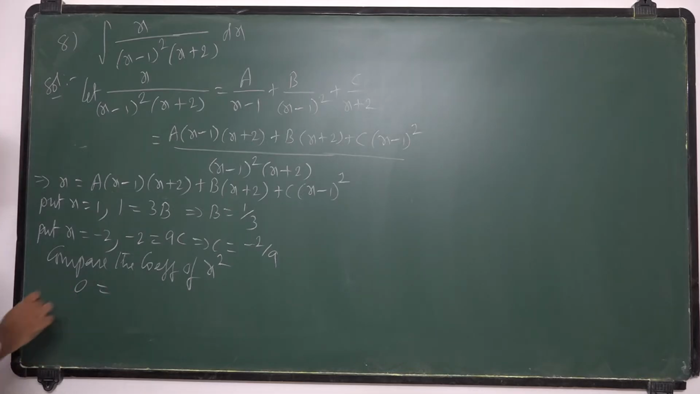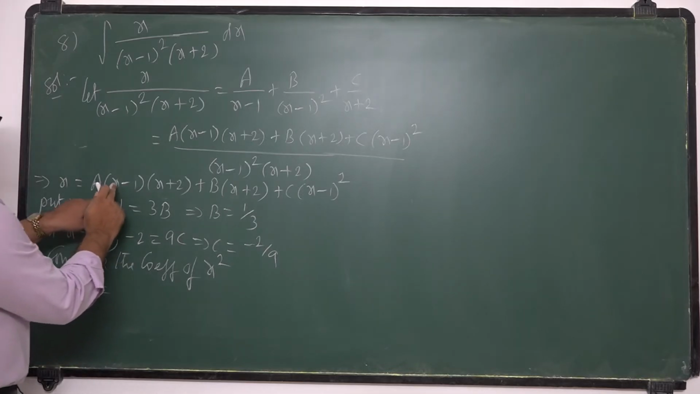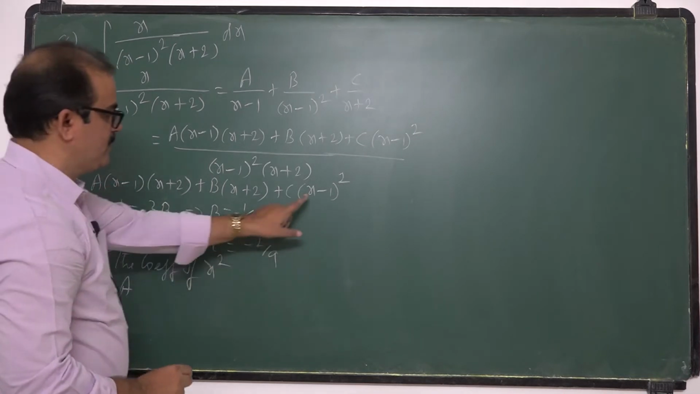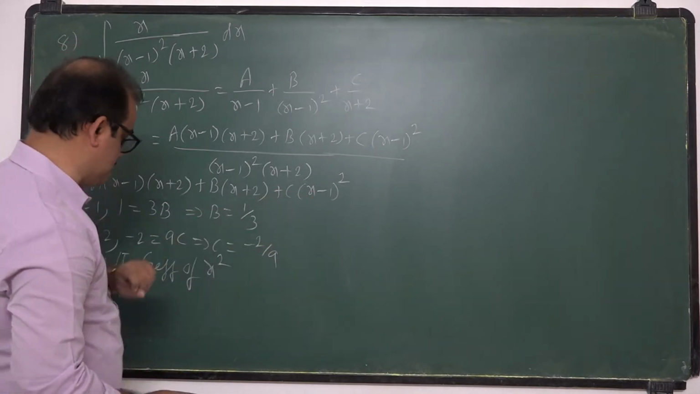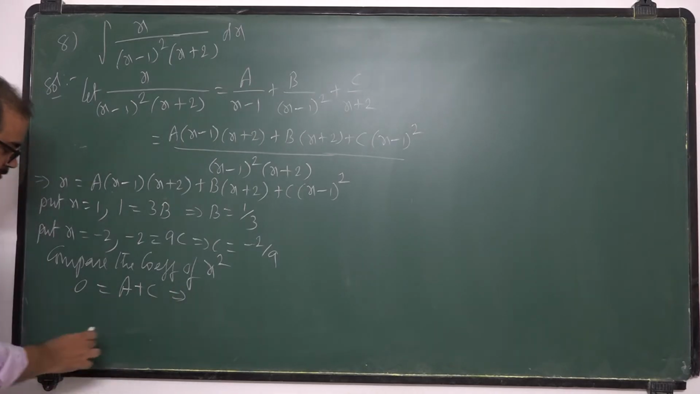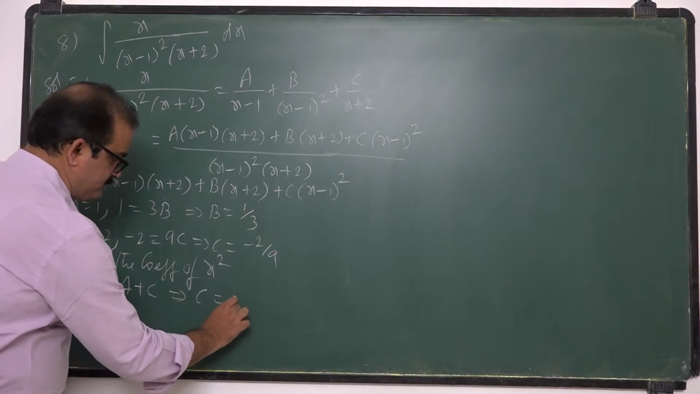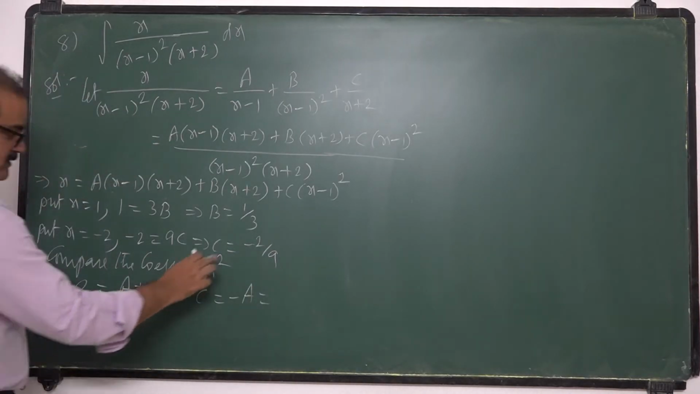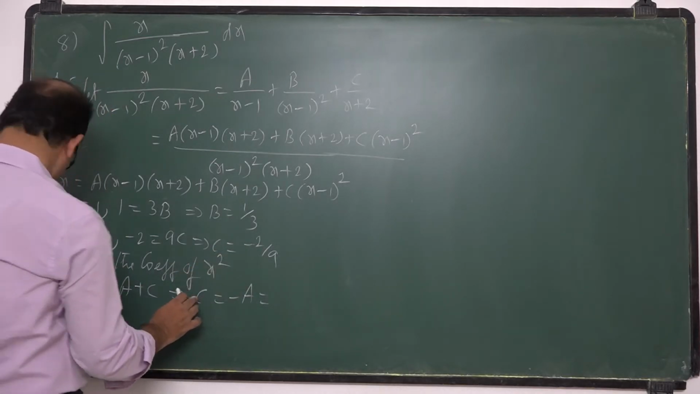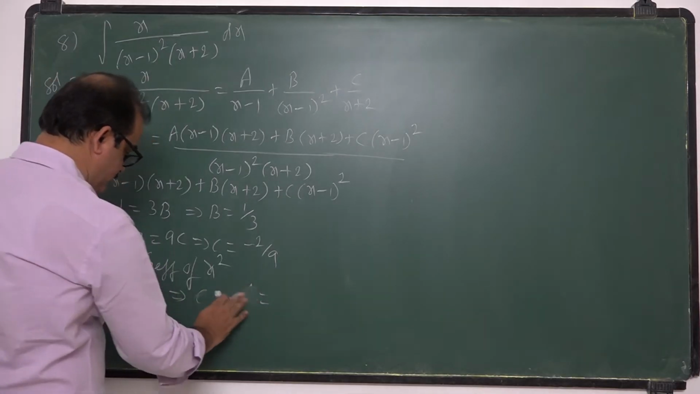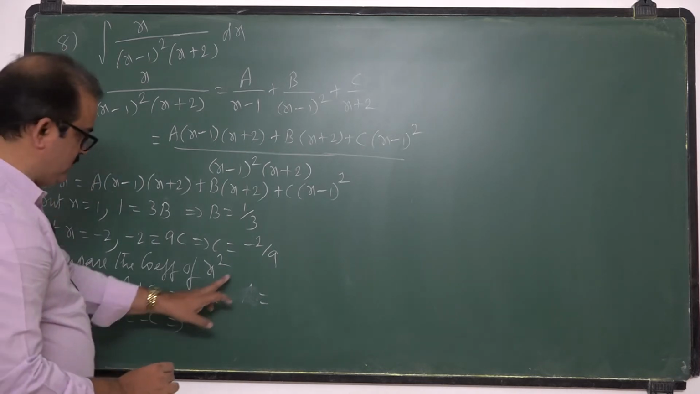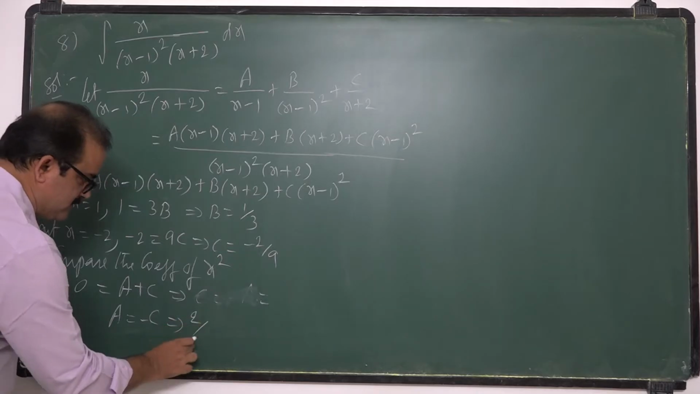So 0 is equal to, in RHS, x into x, x square. The coefficient of x square is A, and the coefficient of x square here is C. A plus C is equal to 0. From this, A is equal to minus C. We already found the C value, so A is equal to minus C. But what is the C value? Minus 2 by 9. So the A value is plus 2 by 9.